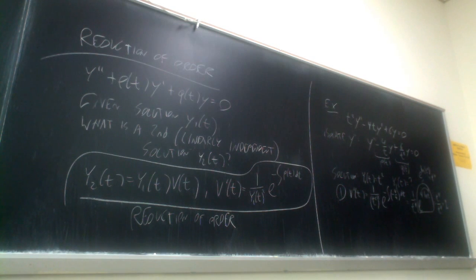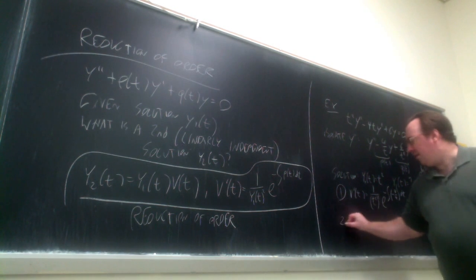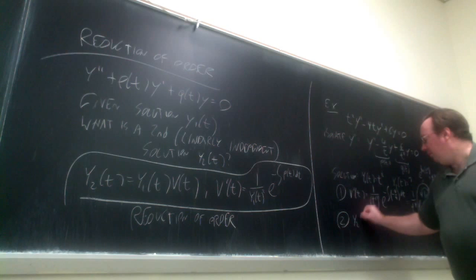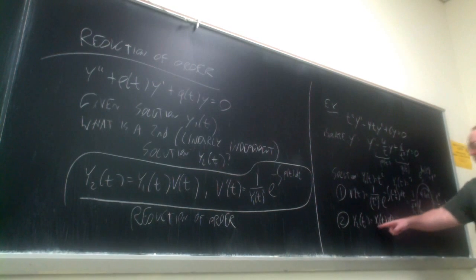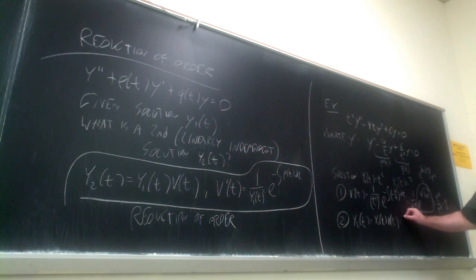All right. So now we finish it off. y2 is equal to y1 times v. Well, y1 is just t squared that we were given earlier, and then we just integrate the v prime from the previous step. In this case, there's no need for a constant of integration because you're just adding on a multiple of y1, and you already know that y1 is a solution, so it's redundant.